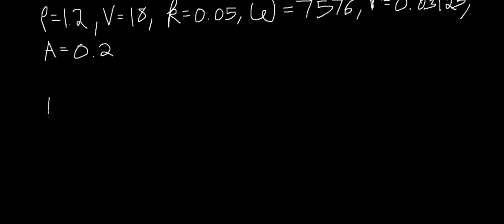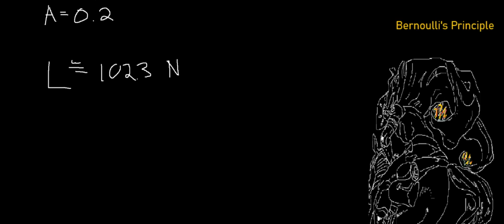If you plug all this in, you get a lift of about 102.3 newtons. So basically, the lift he is causing himself to experience is about 102.3 newtons of force. This load is no longer on the horse, which allows the horse to run faster.